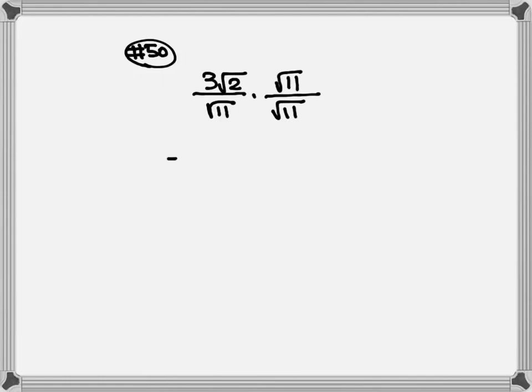Now let's look at number 50. Let's write this clear. We have 3 square root of 2 over square root of 11. Again, let's get rid of the square root at the bottom. So we have 11, so I'm going to multiply 11 to the top and 11 to the bottom. So let's look at the bottom. That's my pair of 11.